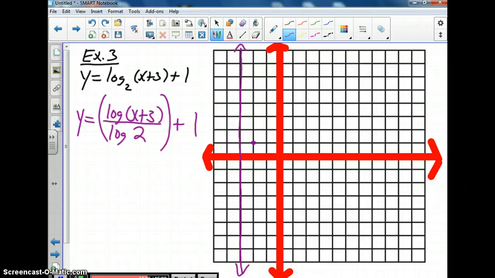And at -1 I get 2. What's my next point? At 1 I get 3. And I think there's one more. At 5, yes, I get 4. Now is that enough to graph it? Yes, you're ready to go. So go over here and hug the asymptote, come up and hit the critical point, and turn the corner. There you go.